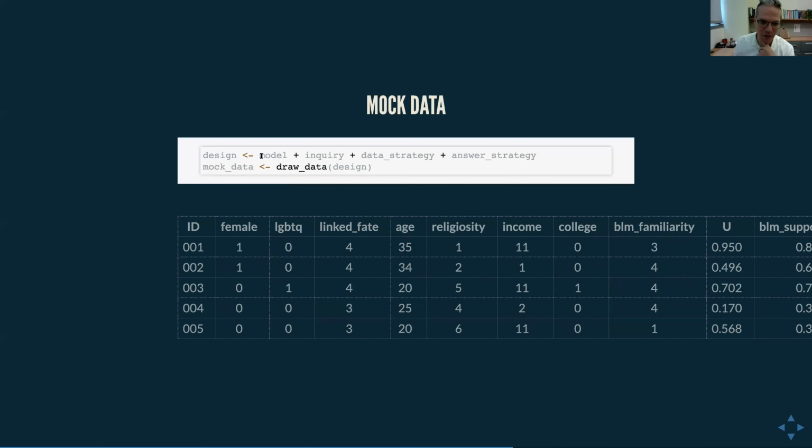You put it all together. So model, inquiry, data strategy, and answer strategy, that generates a design, and then you can draw data. This is my favorite part of declarative design, honestly. I write down this complicated design and say, okay, please, can I have some data that looks like what it can be? And when I draw data from the design, I get a data set that's got the structure that the eventual experiment is going to have.